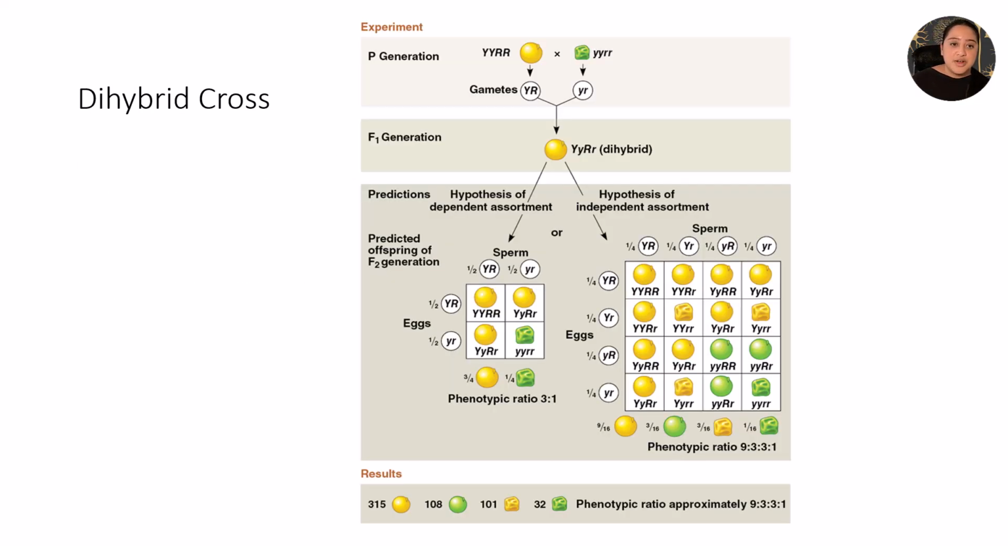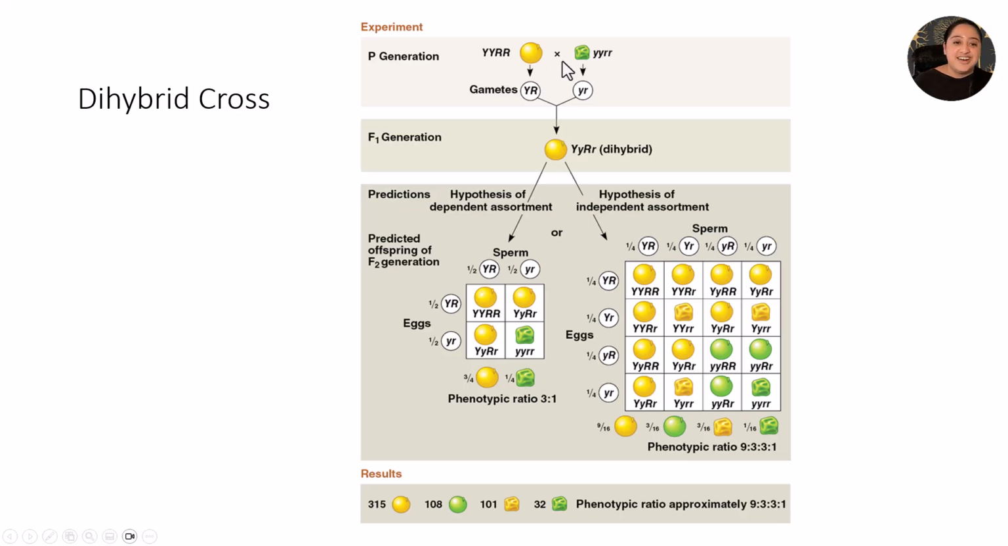So this is a dihybrid cross. He was looking at both whether the pea was yellow or green. And so yellow is dominant and green is recessive. And if it was smooth versus wrinkled. So smooth is dominant and wrinkled is recessive. And so he was wondering, okay, are the yellows always going to be smooth? Does the dominant trait always travel with the other dominant traits? Yes or no? And so he crossed these in the P generation.